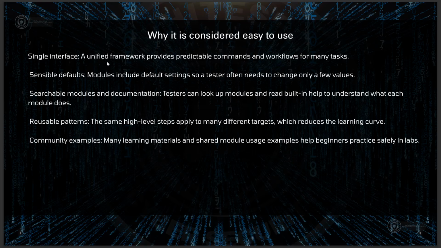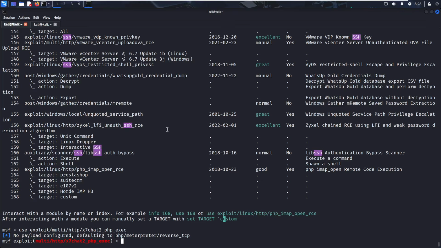A unified framework provides predictable commands and workflow for many tasks. What are predictable commands here? Simple, they are easy to type. Once I type something like show, just type sh here and hit the tab button. It will automatically detect it. It's predicting the stuff you are typing. If I type show options, if I type O here and hit tab, it's predicting it, right? So this is the thing.